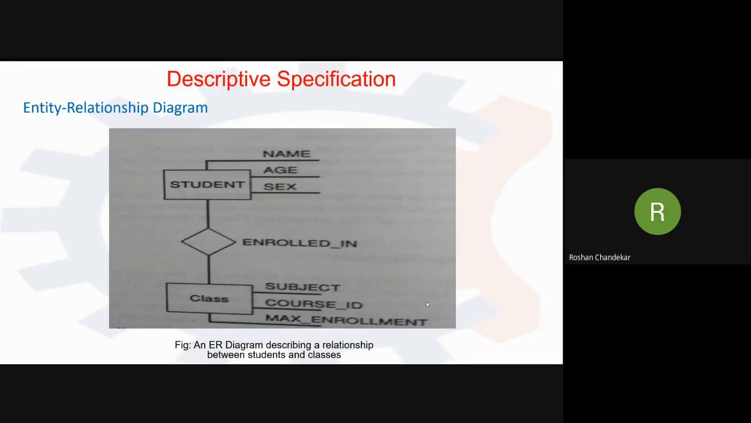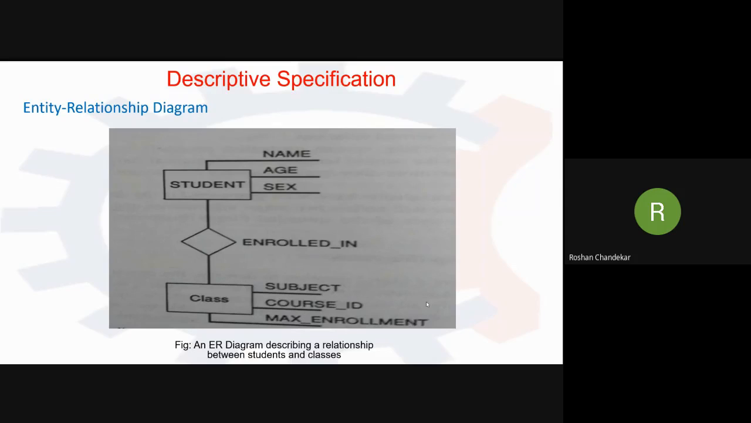The student entity is used to collect the individual information of the student; the attributes are name, age, and sex. That is the name of the student, the age of the student, and the gender of the student. All that information of the student is collected in the entity student.